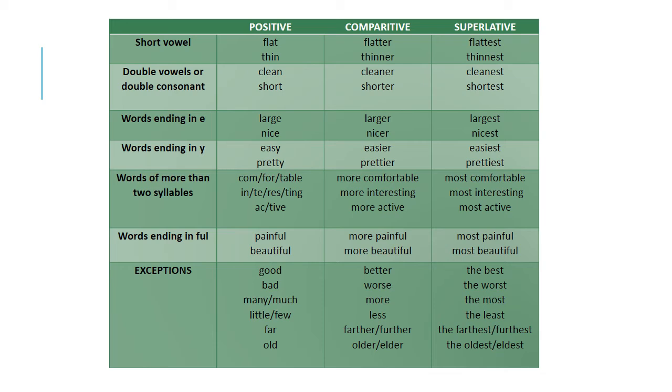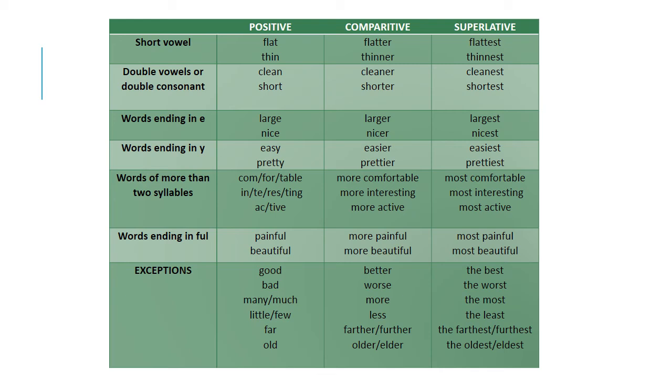Then words ending in E is quite easy. You're only going to add R to the word, and then in the superlative form ST to the word. Words ending in Y, you're changing the Y to an I and adding ER to the word, and then in the superlative, change the Y to an I and add EST to the word.